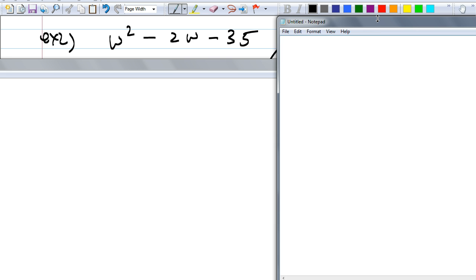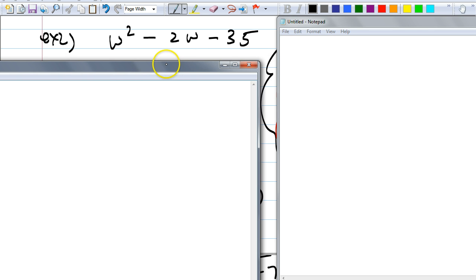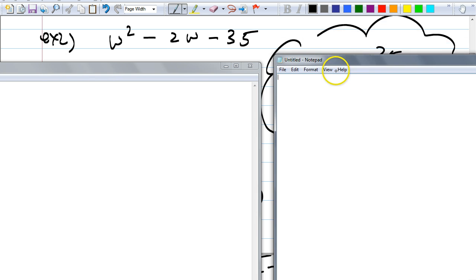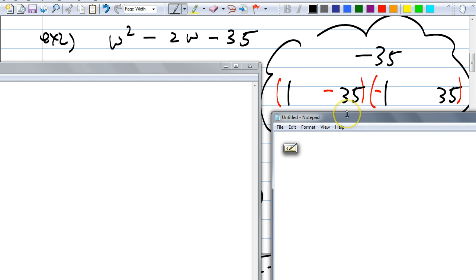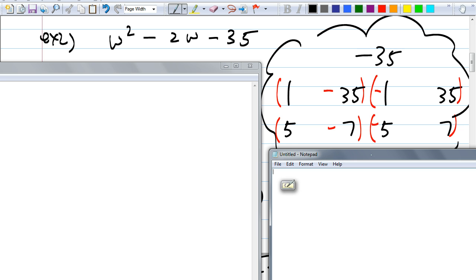So, how many ways are there to multiply two numbers so you get negative 35? I'll give you the first one. 1 and negative 35. And of course, if you're going to have 1 and negative 35, you could have negative 1 and 35. Okay, Song, what can you have next? What else goes into 35? 5 and 7. And of course, one of them has to be negative. Be careful, so you could have 5, negative 7, or negative 5, 7. Are there any other ones?